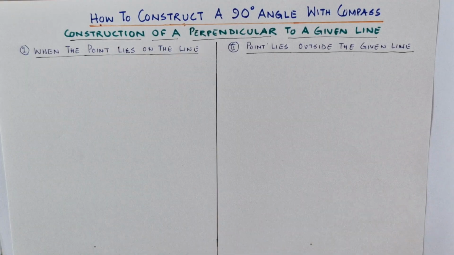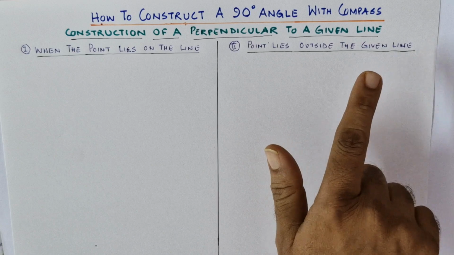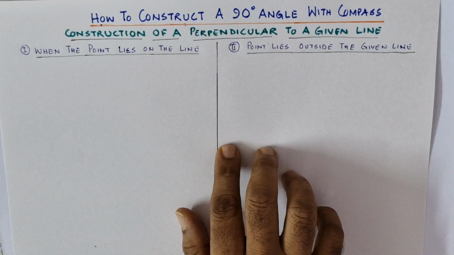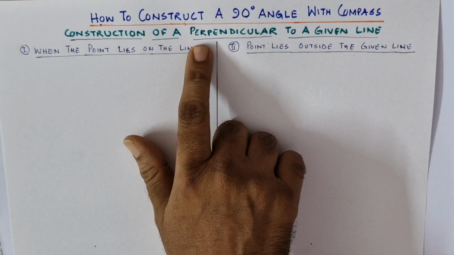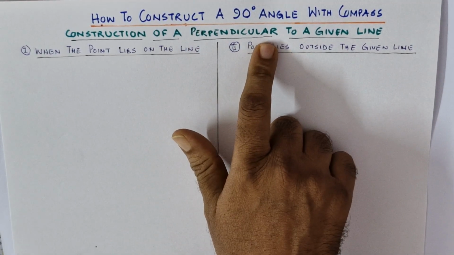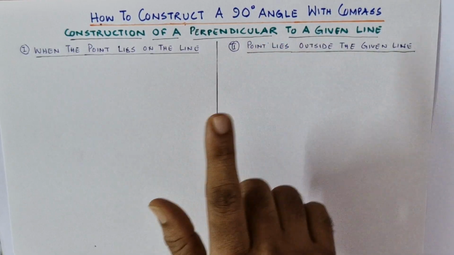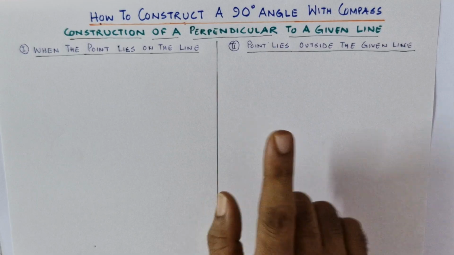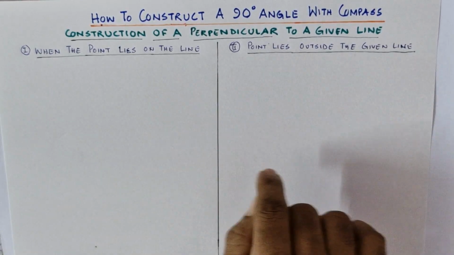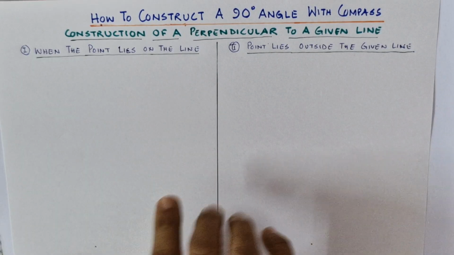So first of all, let us have a look at the construction of a perpendicular to a given line. Whenever you draw a 90 degree to a given line, it is a matter of perpendicular. What is perpendicular? When two lines intersect each other and form an angle of 90 degree, then one line is said to be the perpendicular to the other. So whenever we draw a 90 degree, we'll have two lines intersecting each other forming an angle of 90 degree.